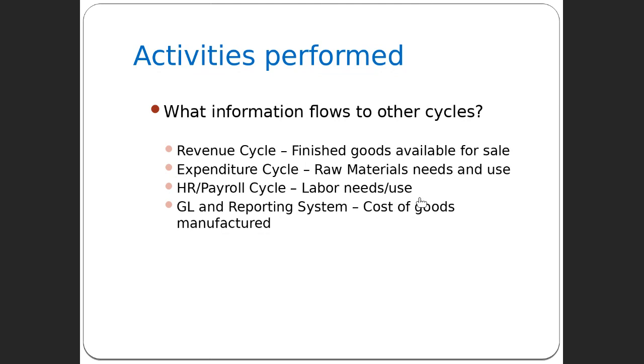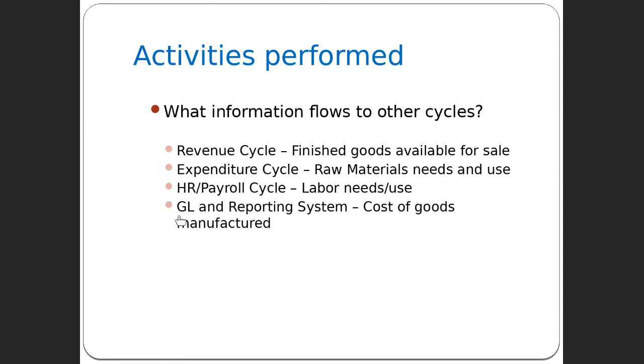The human resources cycle gets the labor needs information from the production cycle. So if they're going to have a large production, they need more engineers, and the human resources need to hire or advertise for engineers. This information comes from the production cycle so that the human resources cycle could go and get the labor, hire the people, interview the people, so that they can be made available for the production cycle.